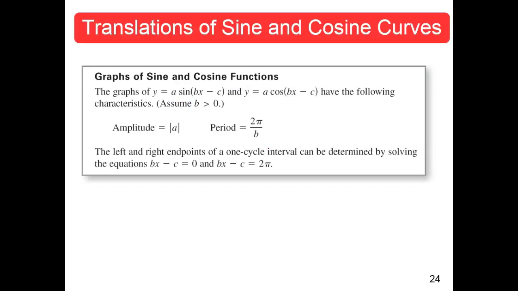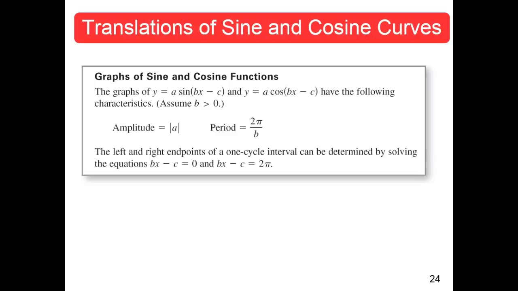So the graphs of Y is equal to A sine BX minus C, and again, I would never write it that way. I'd factor out the B and then do that. You know, A cosine BX minus C, have the following characteristics. Assume that B is always positive, not zero, not negative, okay? The amplitude, absolute value of A, the period is 2 pi over B, and if you had factored the B out, then what was left with the X, that would be your phase shift.